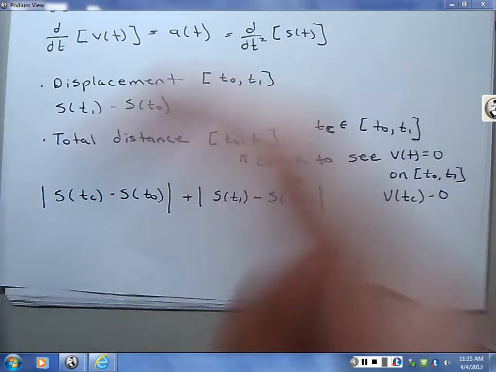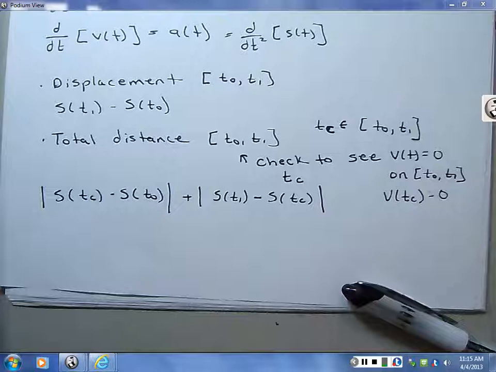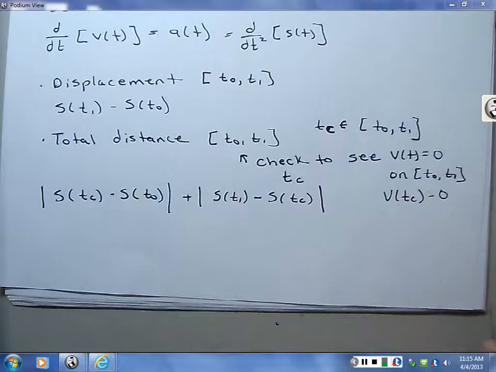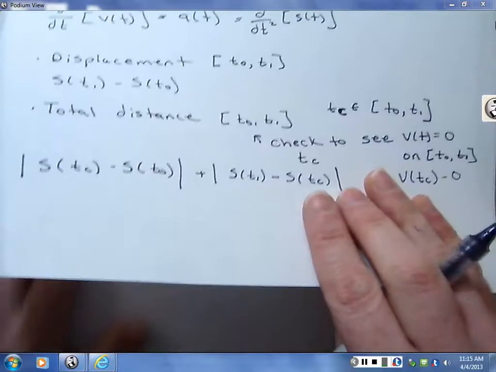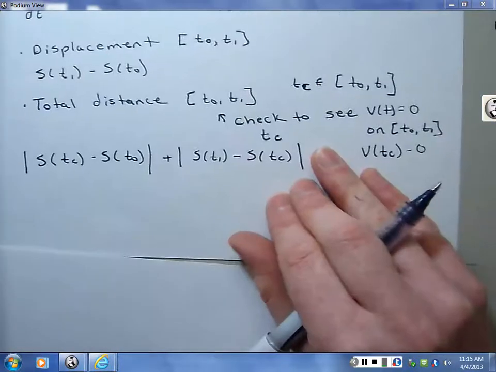I think once we do some examples of this, it will start clicking. So we have position, velocity, speed, acceleration, and total distance, and now we're going to look at when a particle is speeding up and when a particle is slowing down.